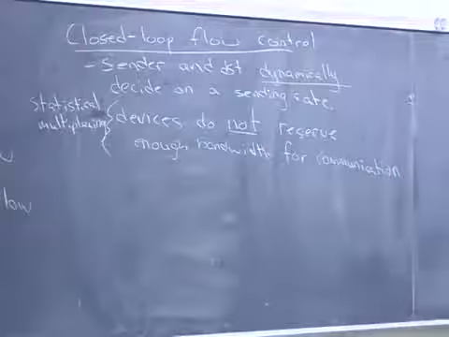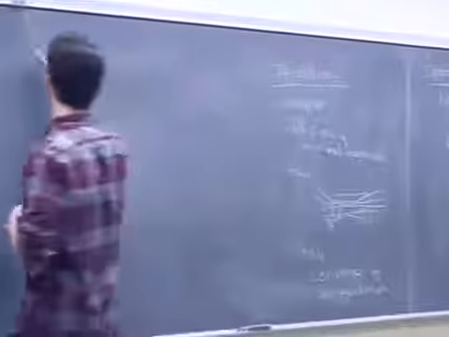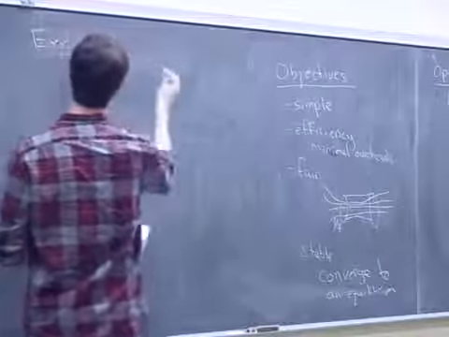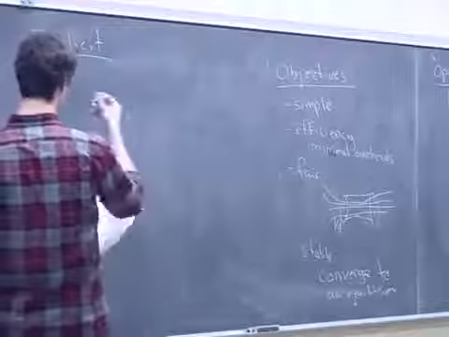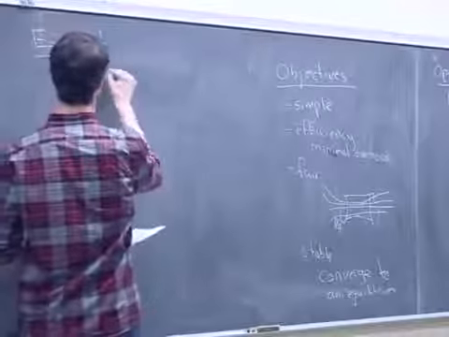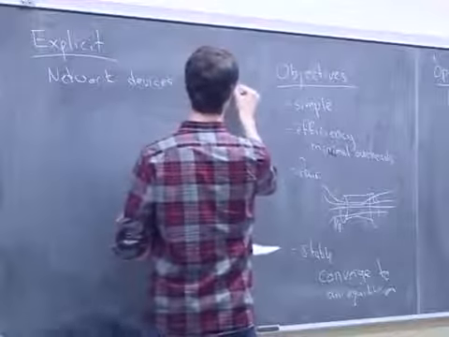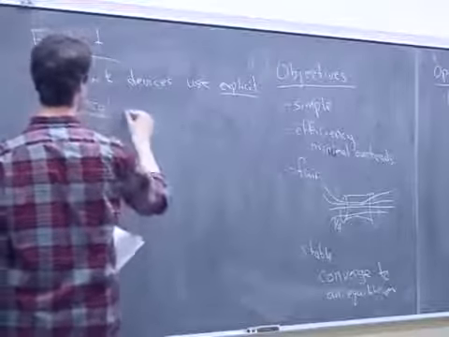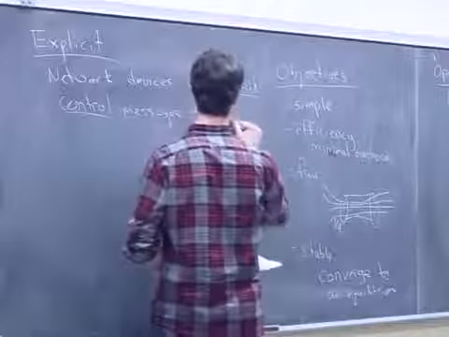Now within closed loop flow control, there's a few different ways we can go about achieving the flow control. So the first is where we use explicit notification of the sending rate and the status of the network. So let's just say network devices use explicit control messages to negotiate the sending rate.